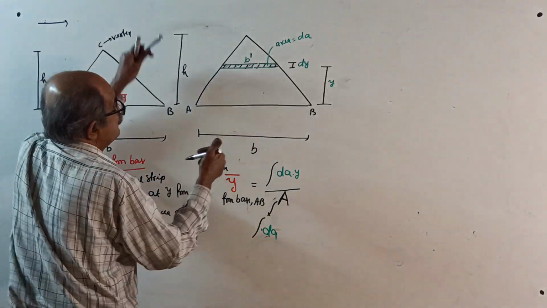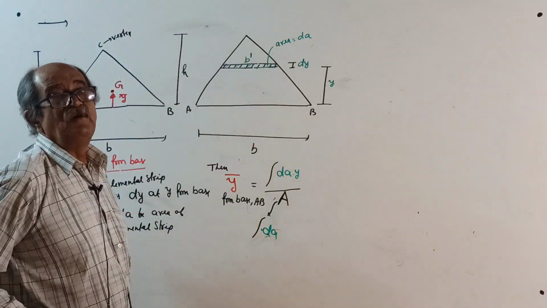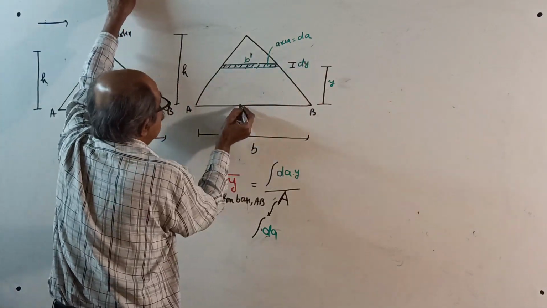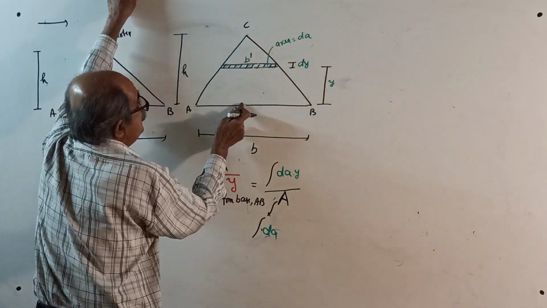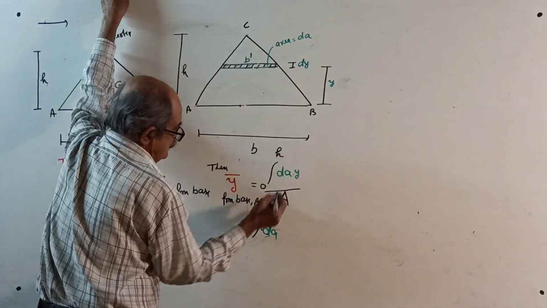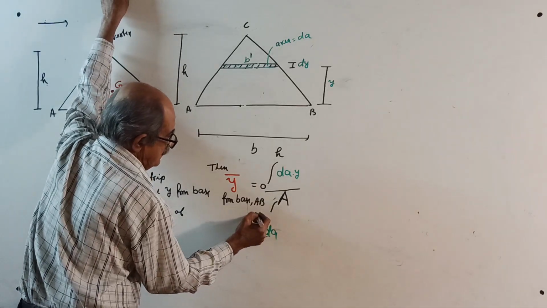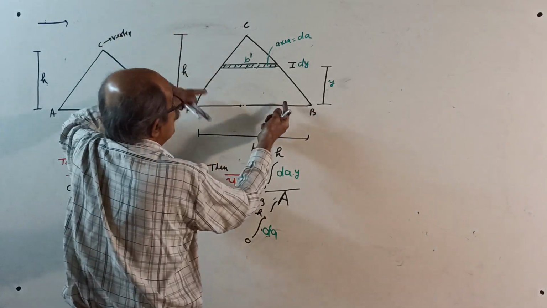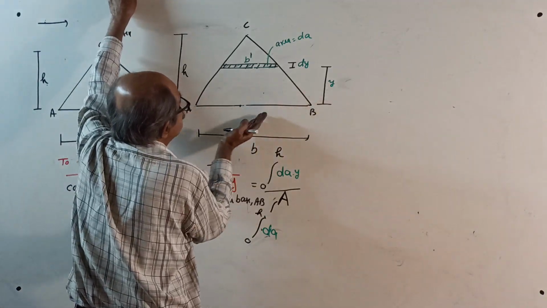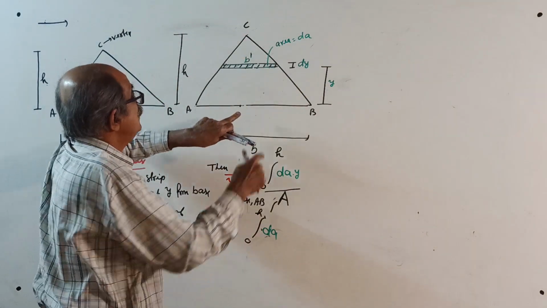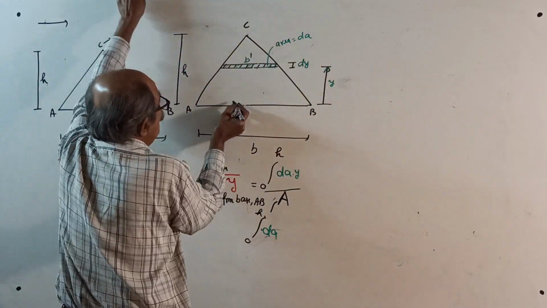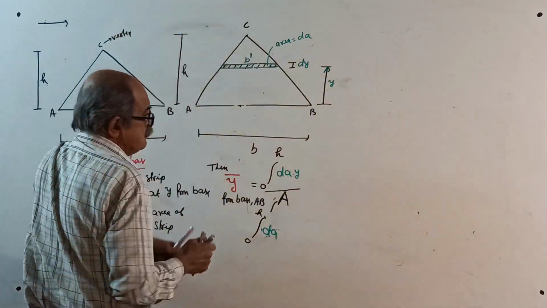Now, the limits are required. One more class I will upload later regarding limits. You are measuring y from here up to here, so 0 to h. The limit of integration is 0 to h, for both. If the strip is here, y is 0. As the strip keeps going that side, your y will increase. So y varies from 0 to h. That much common sense is required.